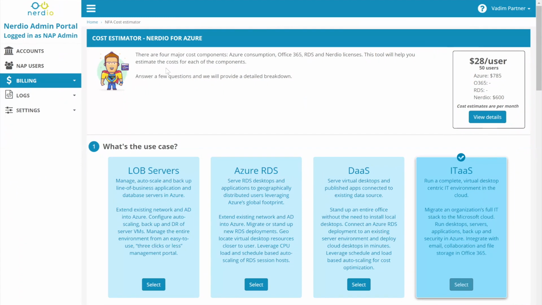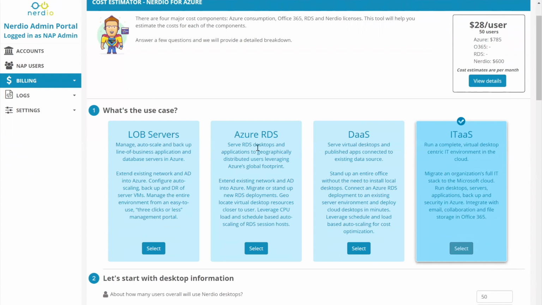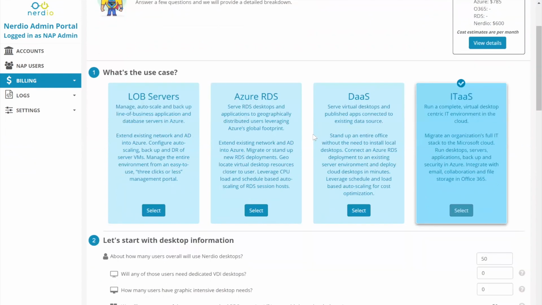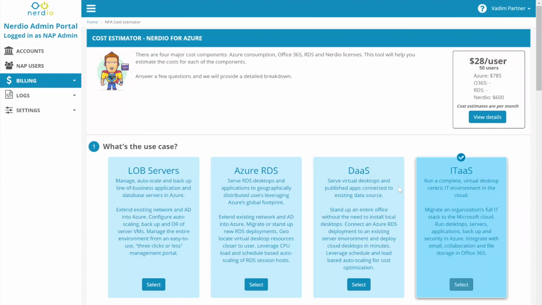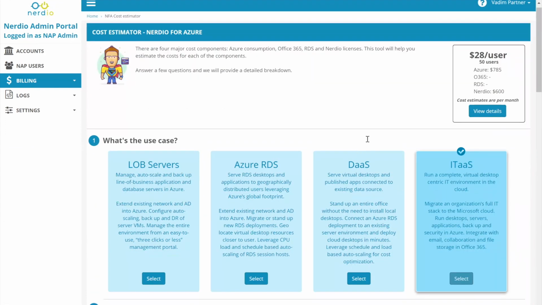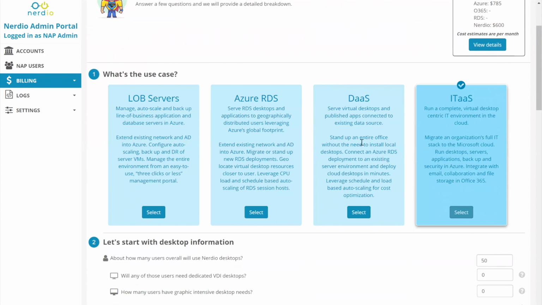And this tool will help you estimate the cost for each of the components. The first thing you've got to decide on is the use case for which you're going to be running this tool. In the previous version of this, we did not have this selection, and people had to make a lot of decisions in line as they went through this screen. What we decided to do is curate this a little bit and ask them, okay, what are you really trying to accomplish?